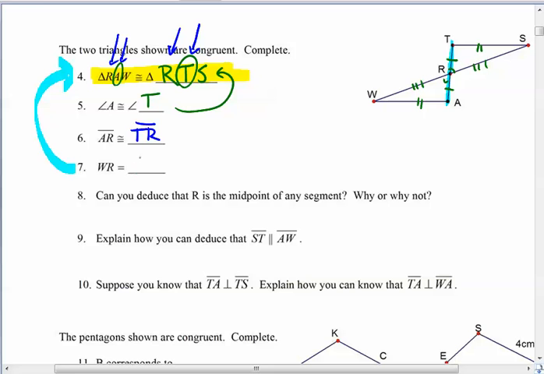So take the third letter followed by the first letter from RTS, and then go check your work. I'll use purple. WR is congruent to SR. Yes, that makes sense. Okay.